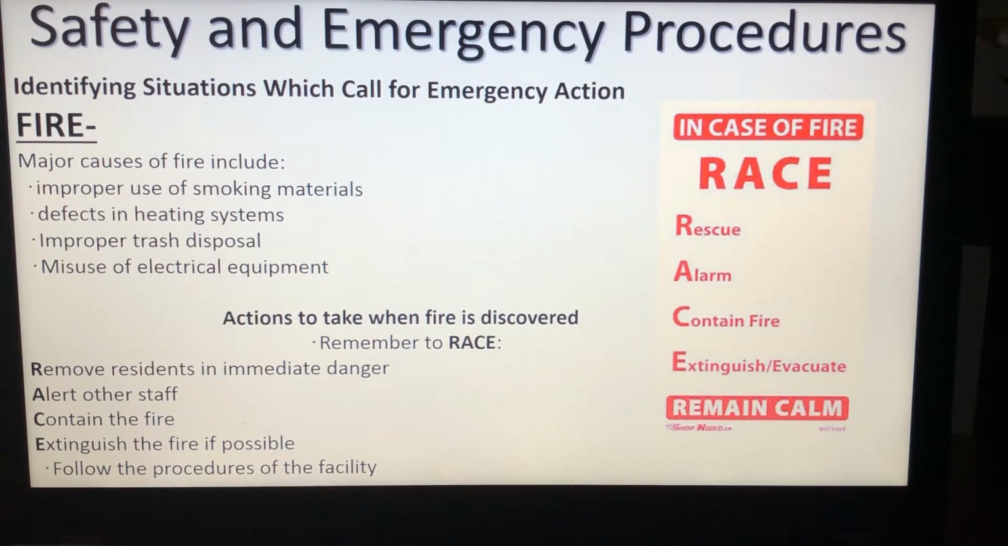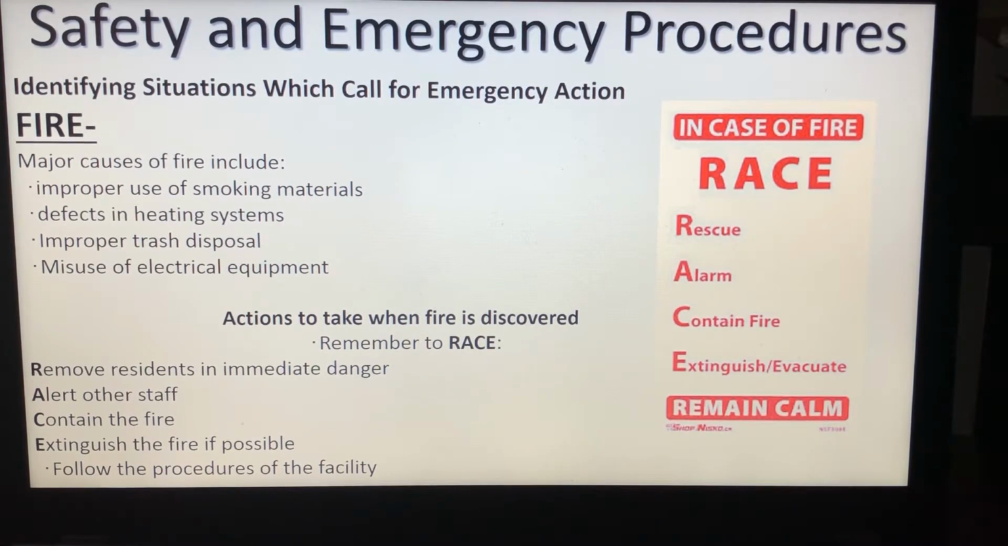So the first one we're going to talk about is a fire. The major causes of fire include improper use of smoking materials, defects in the heating system, improper trash removal, and misuse of electrical equipment. The action we take when there is a fire is the acronym RACE. On all of your employee badges, you should also have this listed out. RACE stands for Rescue, Alarm, Contain, and Extinguish.